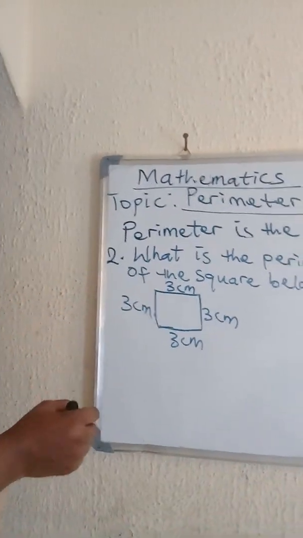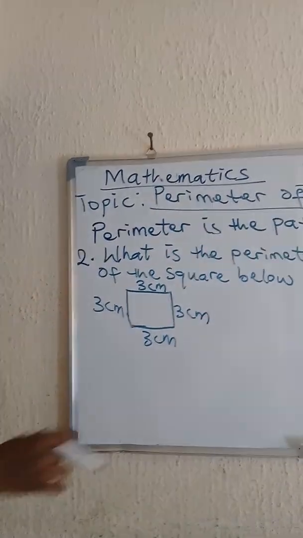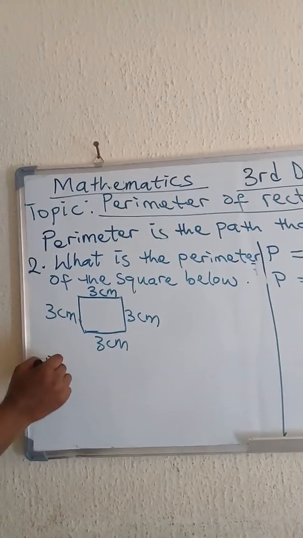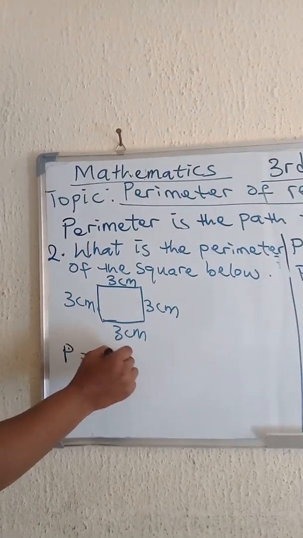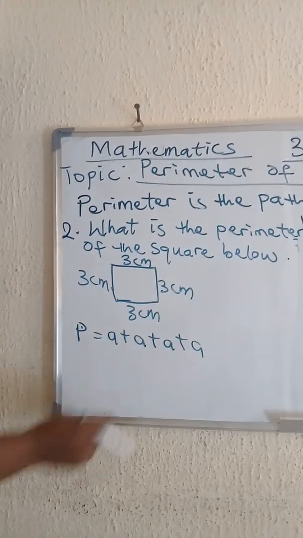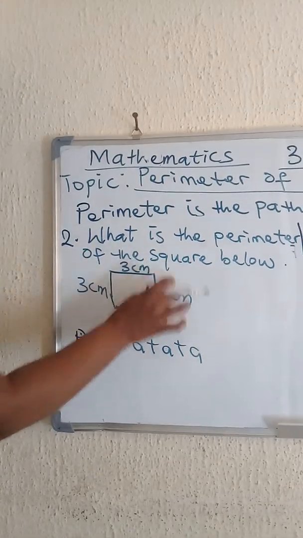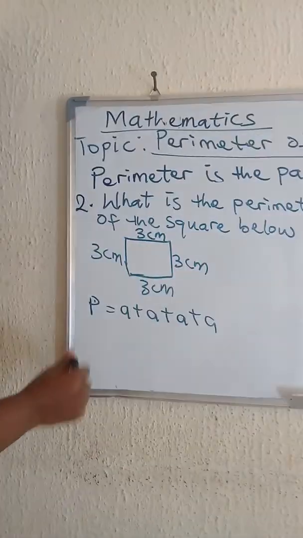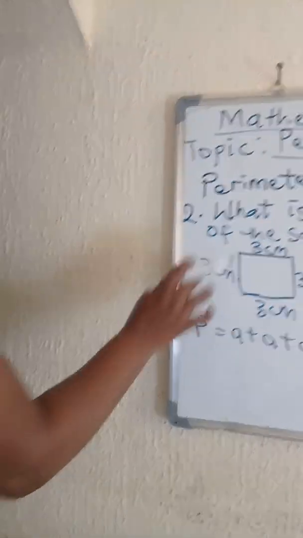And remember the formula for finding the perimeter is A plus A plus A plus A. When we talk about A, you're talking about the four sides. They are all equal, so you go with A, all of them. So what is the number in the first A?